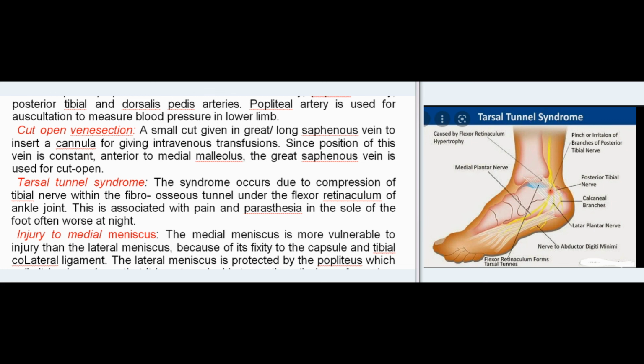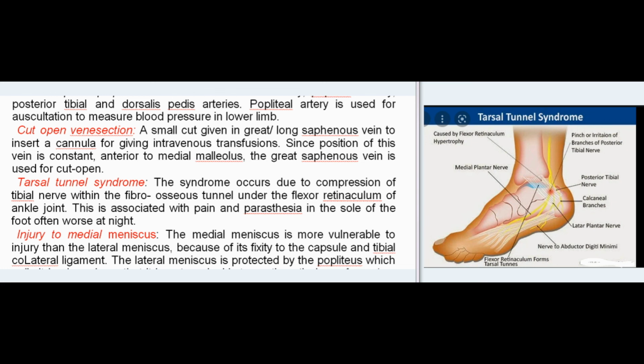Tarsal tunnel syndrome: the syndrome occurs due to compression of tibial nerve within the fibro-osseous tunnel under the flexor retinaculum of ankle joint. This is associated with pain and paresthesia in the sole of the foot, often worse at night.